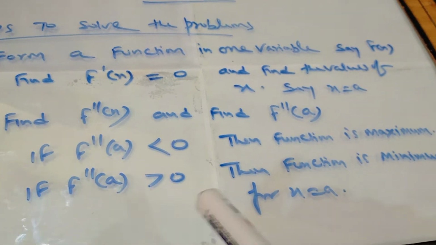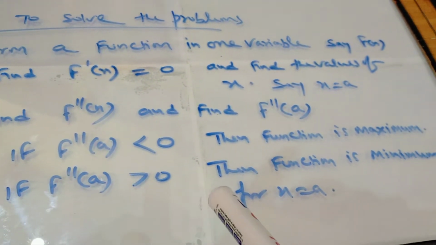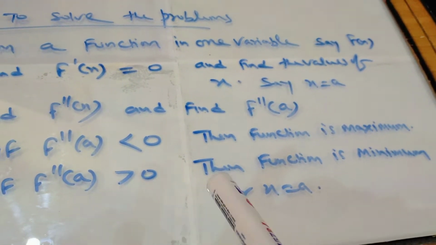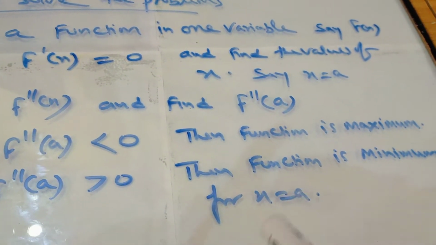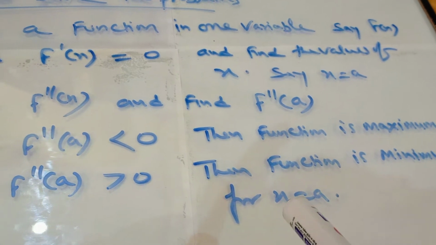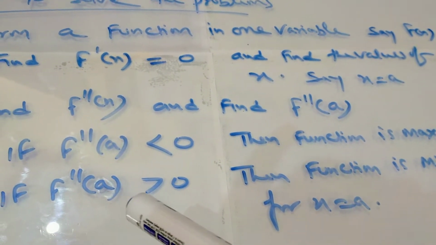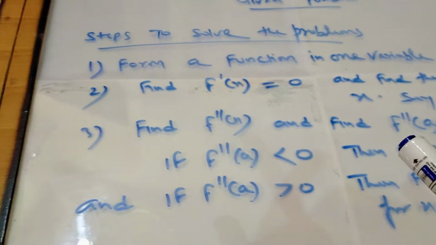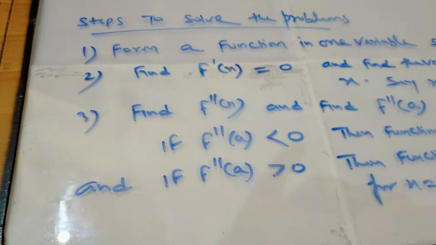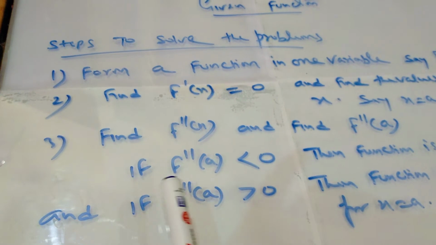Otherwise, if it is more than 0, means a positive value, then the function will have a minimum value. Means the function is minimum at x equal to a if f double dash a is greater than 0. So we have to apply these three steps in each and every question.